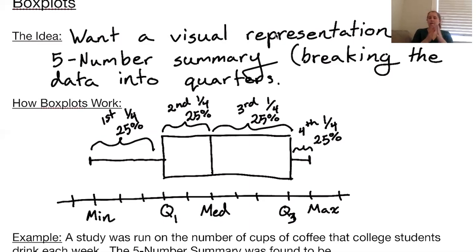So notice that some of them are very wide, some of them are very narrow. That's because in the narrow ones, that means that quarter of the data is all very clumped together. In the wide ones, that quarter of the data is much more spread out. So the box plots don't have to look at all symmetric. They simply give us a feel for where those quarters fall. From here, let's take a look at an example with actual numbers.